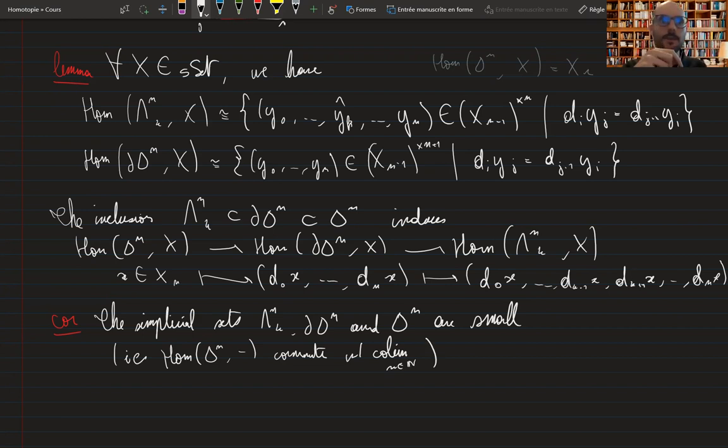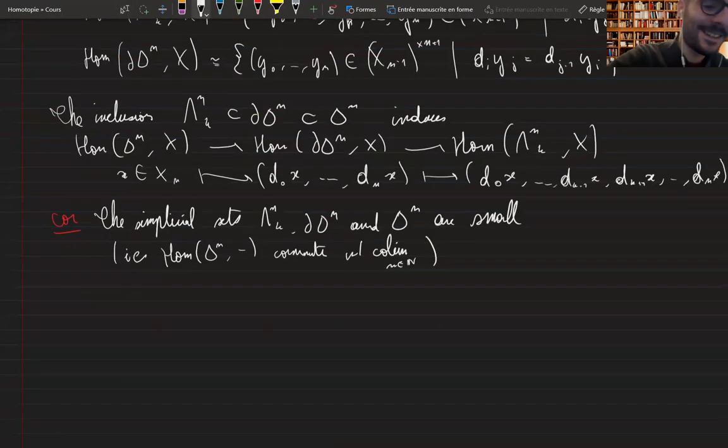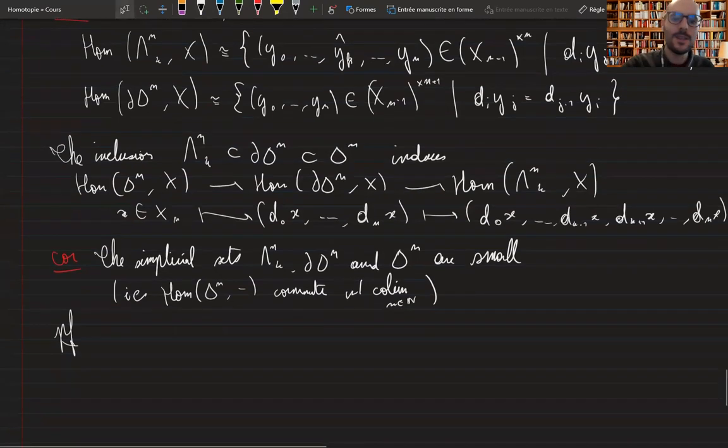All right, so this was this condition that we had for cofibrantly generated model categories. So is that clear? Well, I'm going to prove it. Yeah, it's not that hard to see from the description. I'm going to do it for delta n.